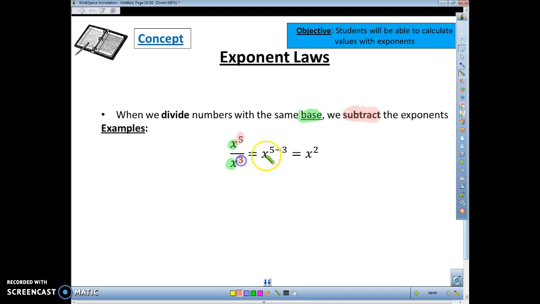So 5 minus 3. Does it matter which one comes first? What value do I subtract from what value? Well, you're going to subtract the denominator's exponent from the numerator's. Numerator goes in front. So here, x to the 5th divided by x cubed is x to the 5 minus 3 power, which is x squared.